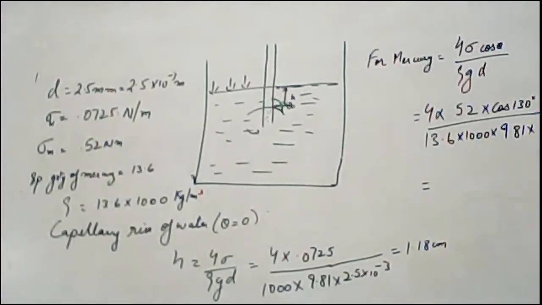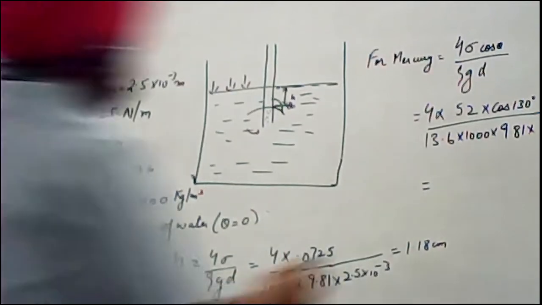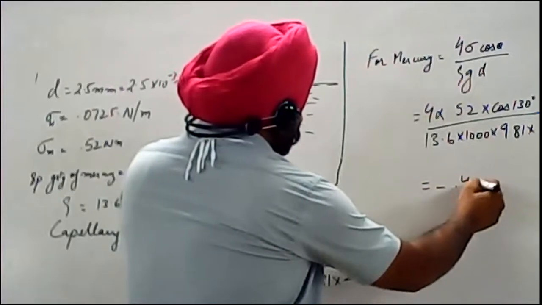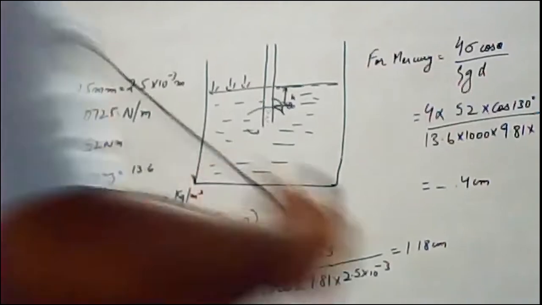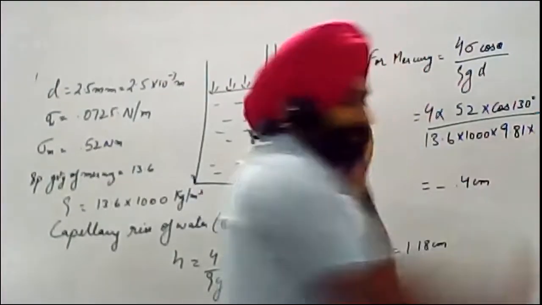Sir, the answer will come in minus? Yes, there will be a minus sign also because it is a depression. There will be fall in the level of water in the capillary. The answer will be minus 0.4 centimeter. You may get 0.004 meter. It is 13.6 into 1000 into 9.81 into 2.5 into 10 raised to minus 3.